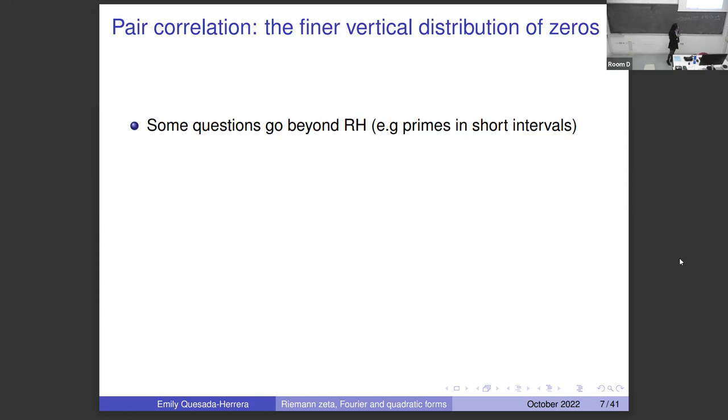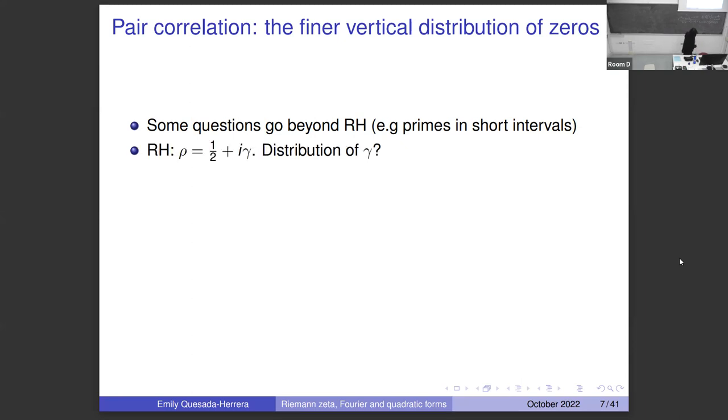And for some questions, like to understand pi of x, the number of primes up to x, the Riemann hypothesis gives us the best possible information that we can hope for. But for other questions, like if we want to understand primes in short intervals, we need to go beyond the Riemann hypothesis. So we are going to understand the finer vertical distribution of the zeros.